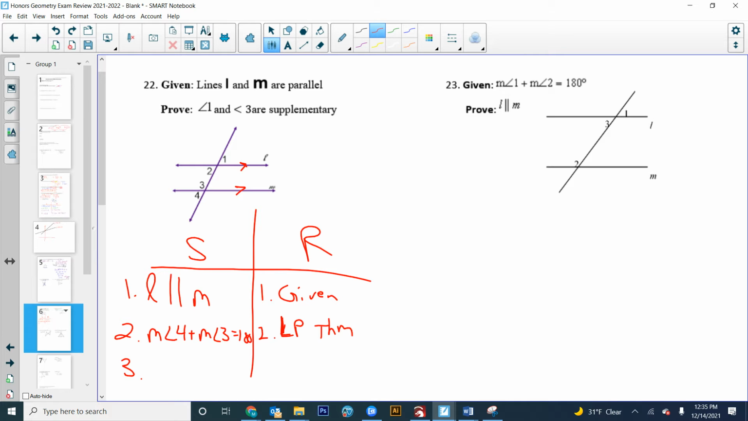And then I said angle 1 is congruent to angle 4 because it alternates to the... You said angle 1's congruent to angle 4? Yeah. Could you put measure of angle 1 equals measure of angle 4? What do you think? I did that next. That's fine.